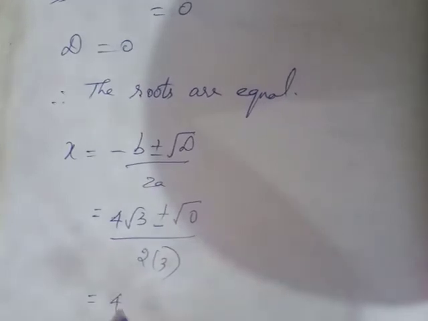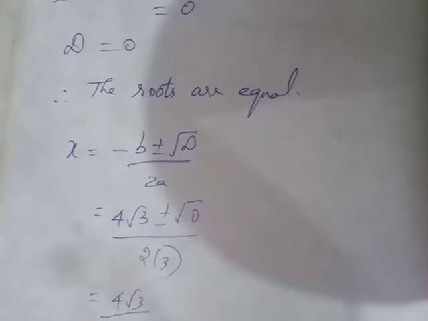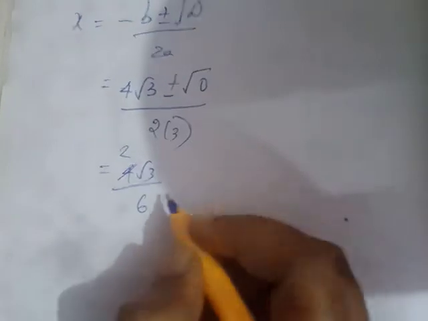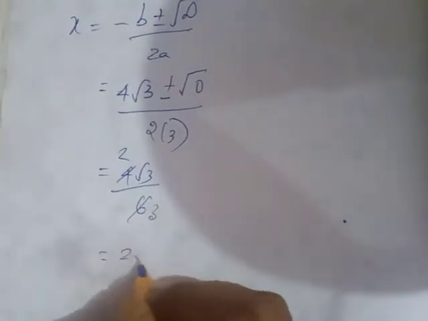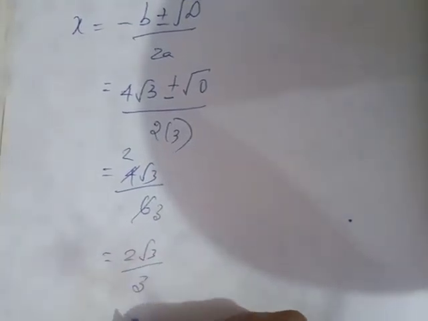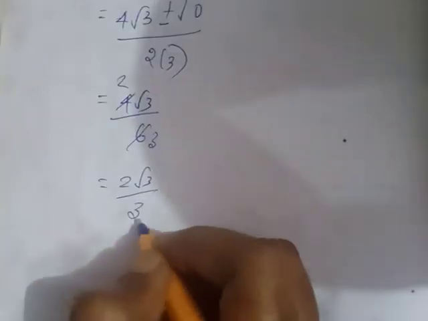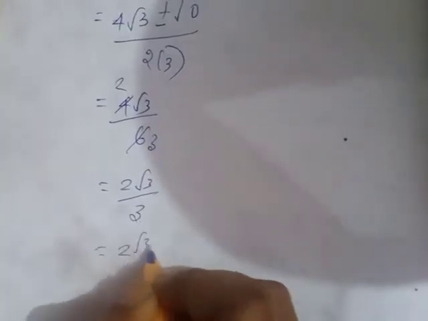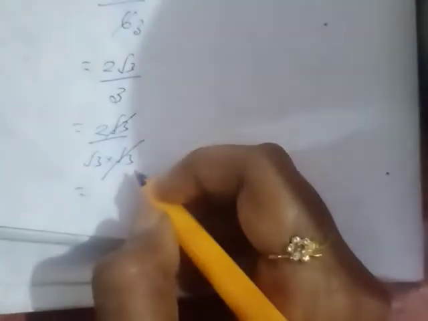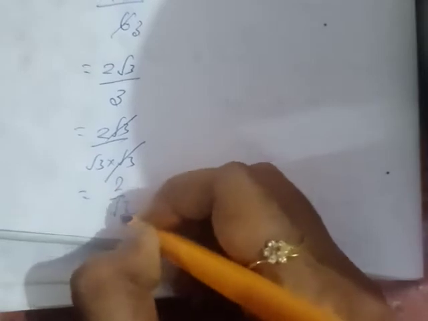So it is nothing but 4 root 3 by 2 3s are 6. This is 2 times and this is 3 times. So you will be getting 2 root 3 by 3. Now this 3 can be written as root 3 into root 3. So this root 3 and this root 3 you can cancel. So you will be getting 2 by root 3. So one root is 2 by root 3. Another root also will be 2 by root 3. So in this manner, if the roots exist, you have to find out the roots.